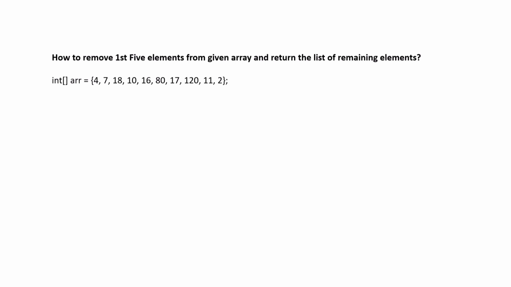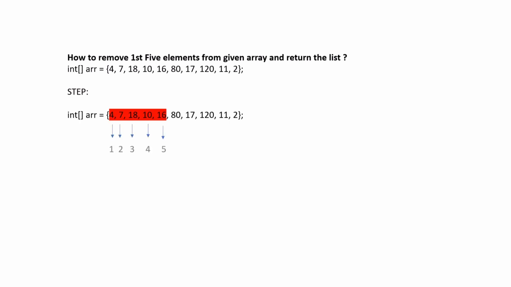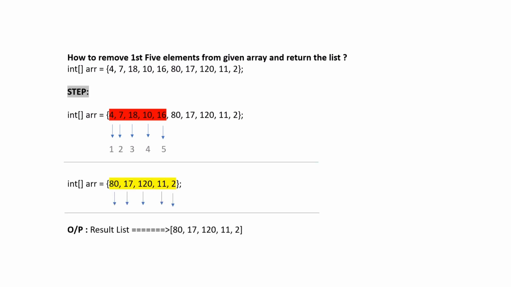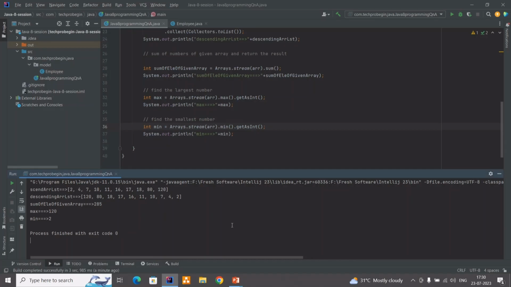Okay, so here we are going to use the terminal operation skip to remove the first 5 elements, and then we'll return the list of remaining elements, just like this. Let's see the step by step in the presentation itself. First, as part of the first step, we are going to remove the first highlighted elements, and then as part of the next step, whatever remaining elements are there, we are going to return as a list. Okay, let's see in IntelliJ how to solve this.